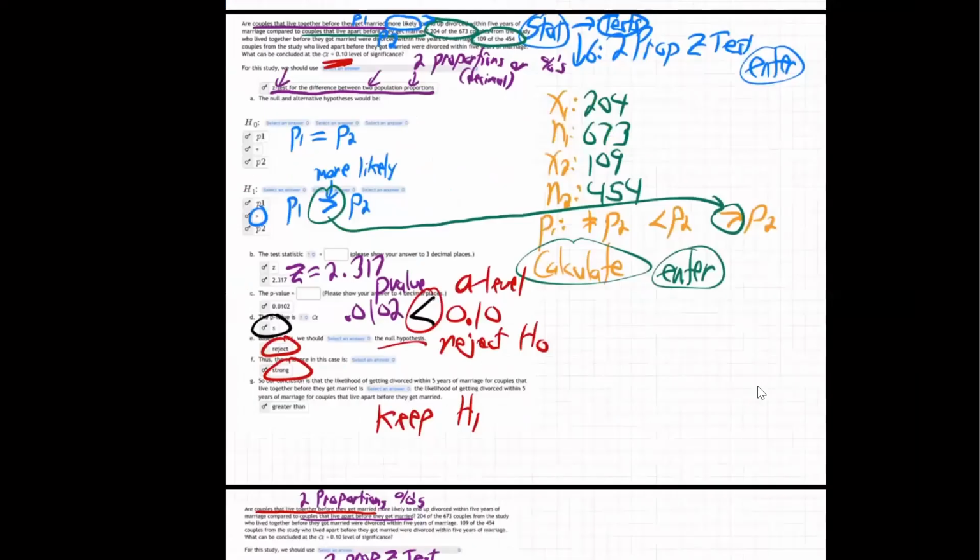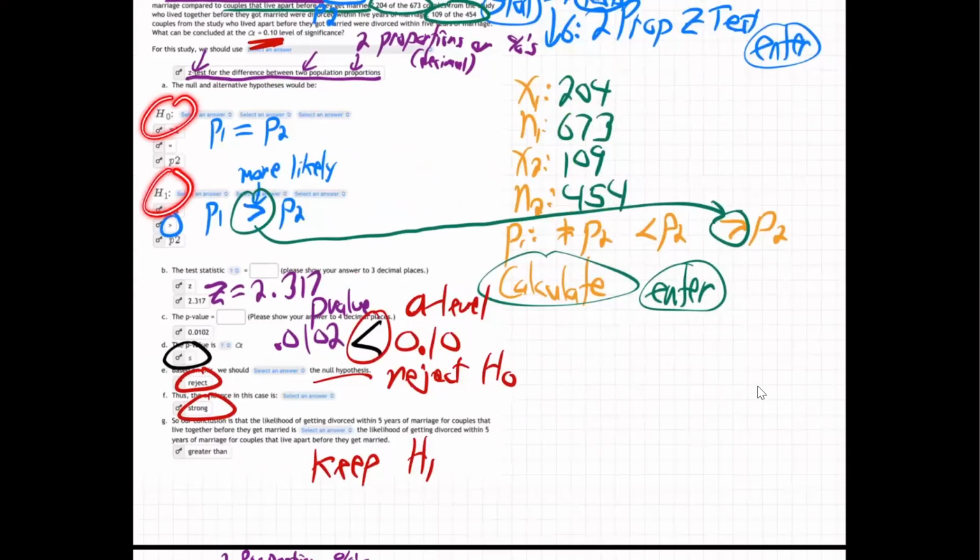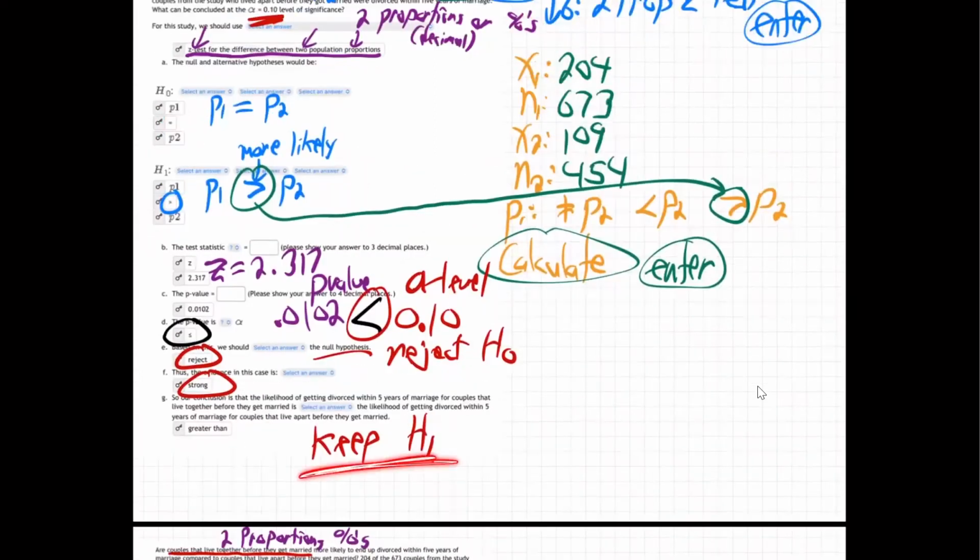Why are we keeping H1? Because we're rejecting H0. Remember, the H0 and the H1 are the two attorneys that are arguing like in a court of law. And the first attorney is saying, hey, those two populations are equal. In other words, the percentage of people that get divorced, whether they live together before marriage or not, is pretty much equal. And the other attorney is saying, no, it's not. The first group, the one that lives together before marriage, has a higher, more likely rate of divorce than group 2. So the first attorney is saying they're equal. Second attorney is saying the first group is higher than the second group. And so what does the evidence say? Keep H1. Strong evidence, keep H1.